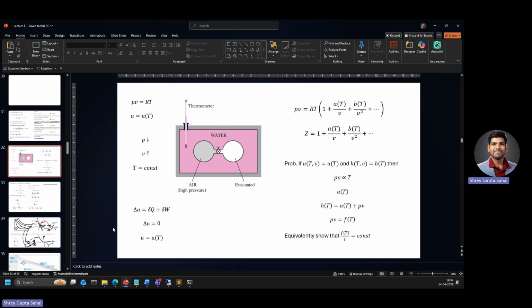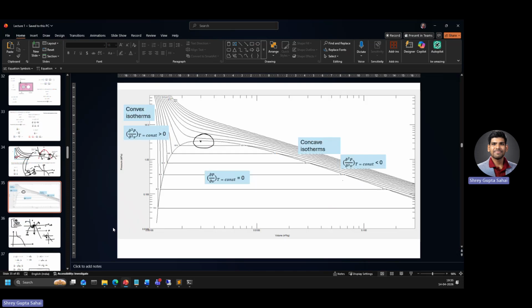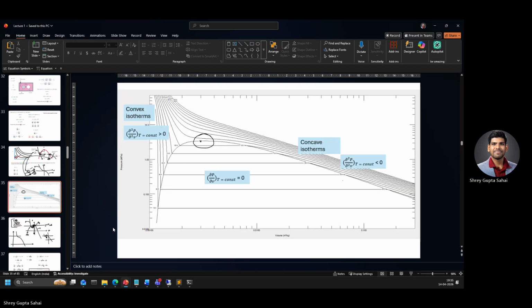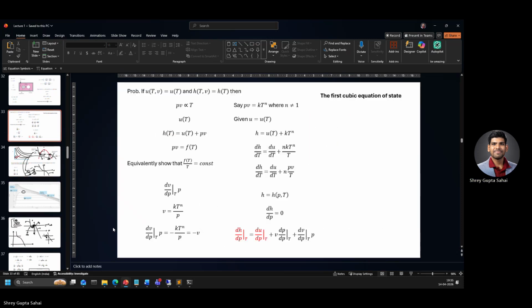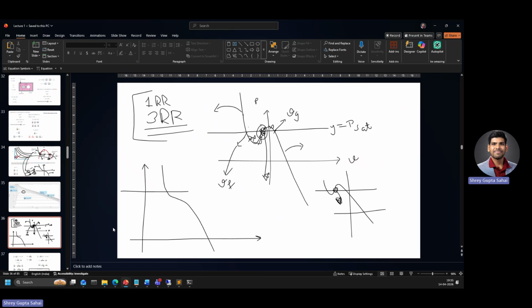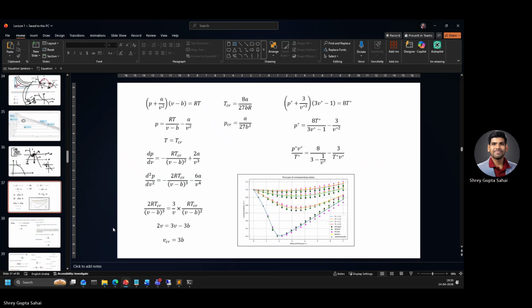Then I also discussed how equations are suggesting isotherms, whereas when we started getting solutions, we started getting features of actual isotherms, real isotherms. Then use this to solve for the critical temperature, critical pressure.